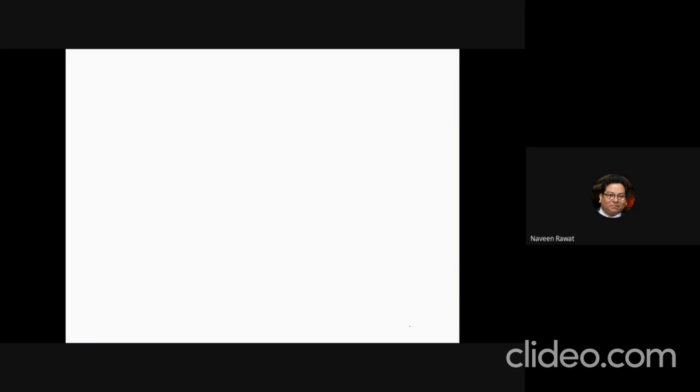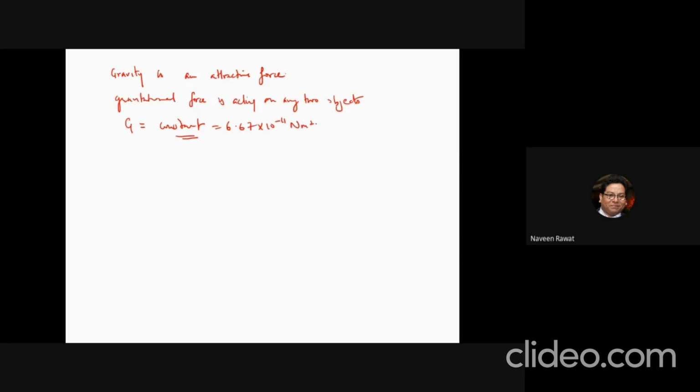So let me summarize in the end. What you need to always remember is that gravity is an attractive force. Very important to remember. It was revolutionary. Why? As you can see, it is applicable to any two objects in this universe. Gravitational force is universal, acting on any two objects in the universe. And from that you get that G is a constant term. The value is 6.67 times 10 to the power minus 11, and like we said, the unit is Newton meter squared per kilogram squared. Very important. This is the capital G.